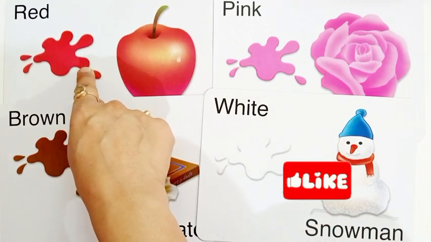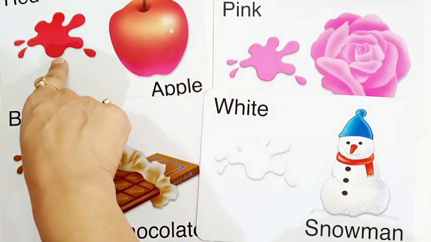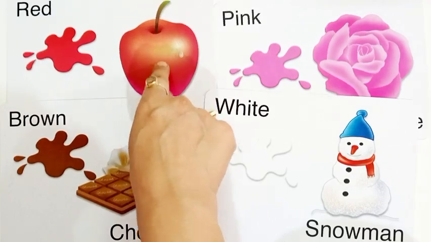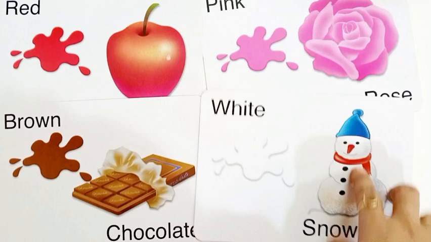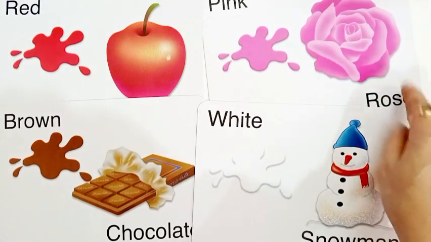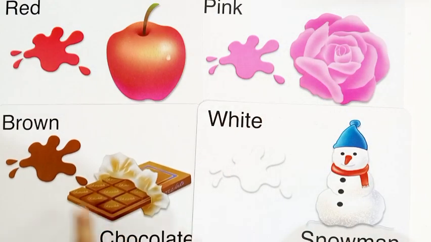R for red. Red. And the example is apple. Red apple. P for pink. This is pink color. And the example is rose. R-O-S-E, rose. This is pink rose.